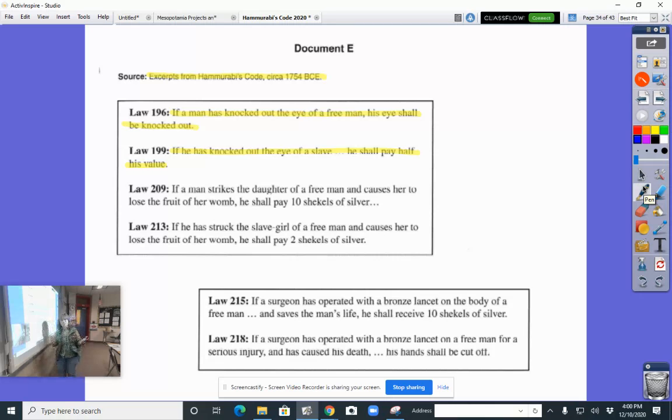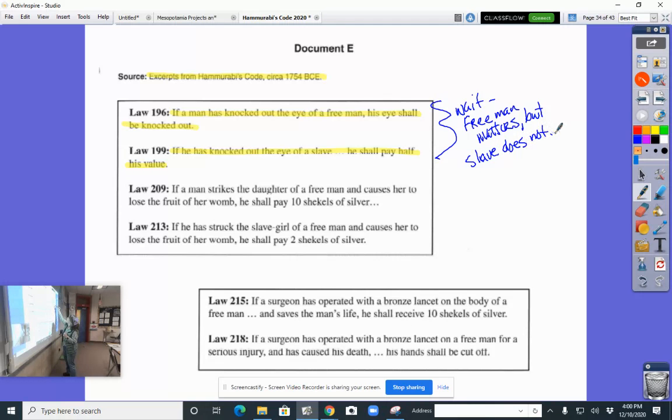So I'm coming from the perspective of the slave, and I'm thinking, yeah, I'm not liking this too much. I'm going to look at this and say, wait, free man matters, and that says matters. Yes, it does. But slave does not. Okay. You can write whatever you want there.